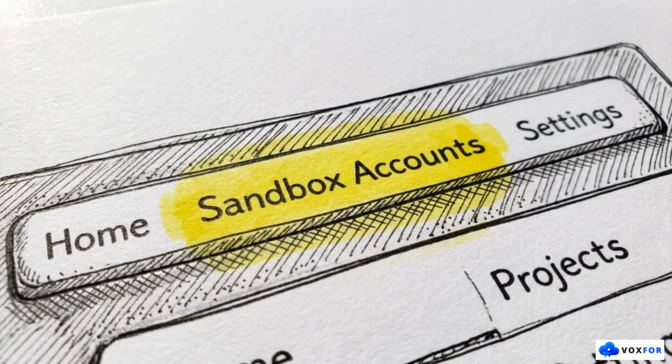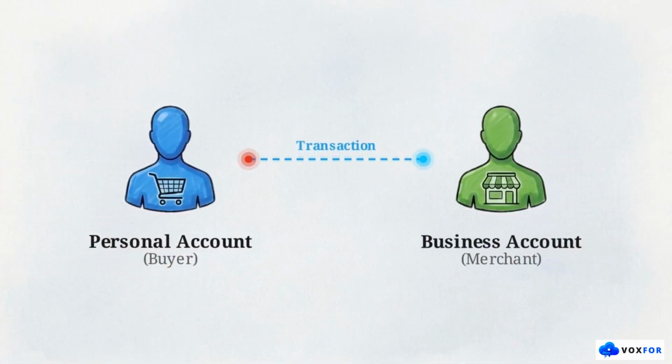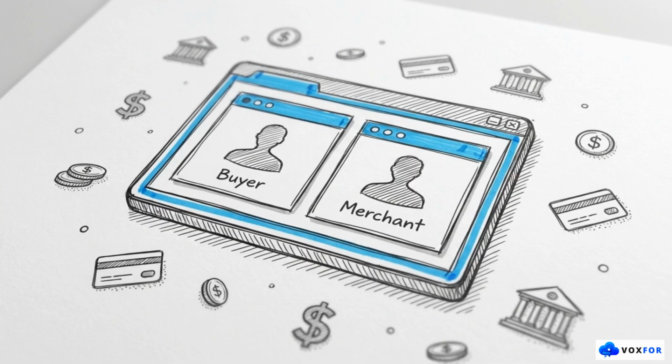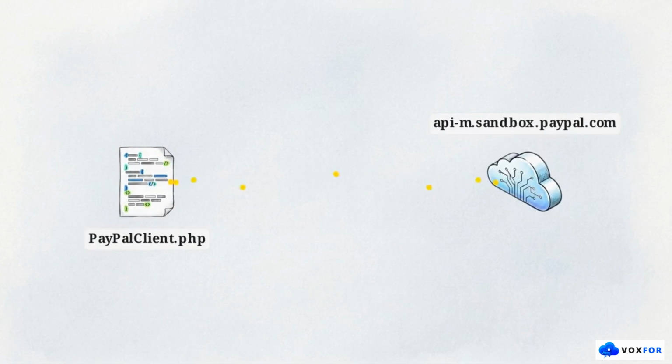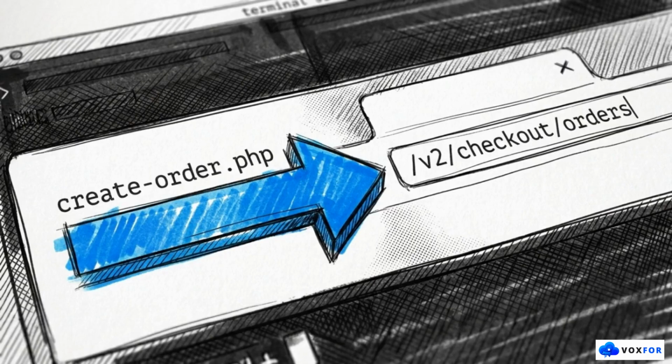Next, go to the Sandbox Accounts tab. PayPal generates 2 testing personas for you: a personal account to act as the buyer, and a business account to act as the merchant. Using these specific Sandbox personas ensures that your development code and test transactions remain isolated from real-world financial networks. To manage the API calls, create a paypal_client.php helper script. This handles the exchange of credentials for an OAuth token and points strictly to api-m.sandbox.paypal.com during development.